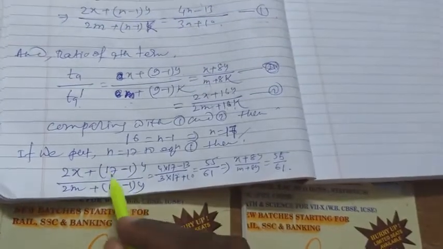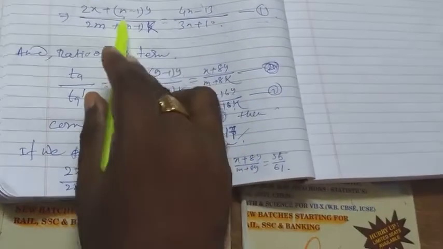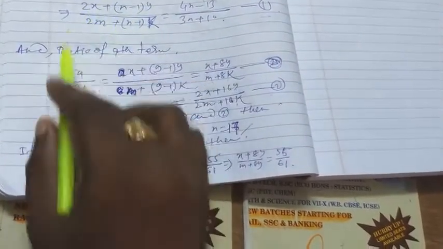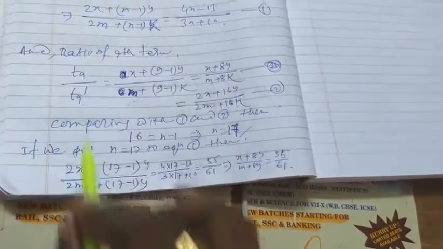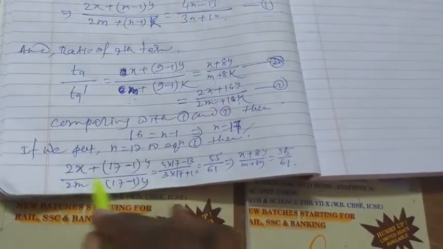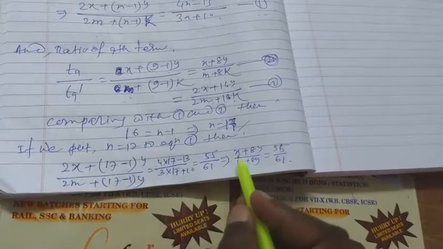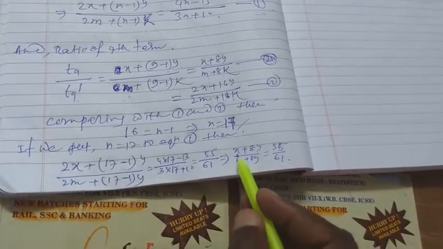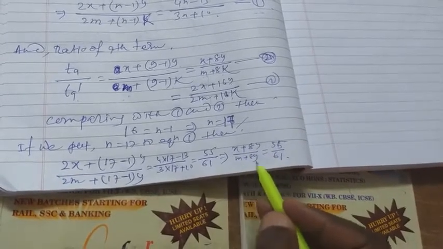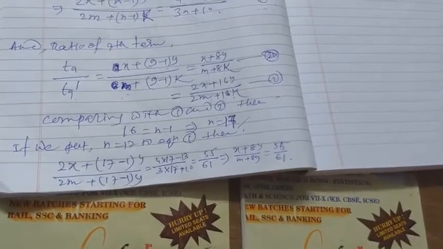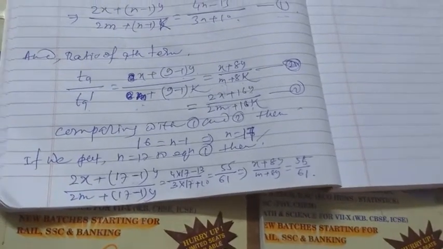So if we put 16 and 17 here, see here we got the ratio of the 9th terms. From here, you take 2 common, see here x plus 8y; take 2 common and cancel out, x plus 8y by m plus 8k, and this gives us 55 by 61. This is your required answer.